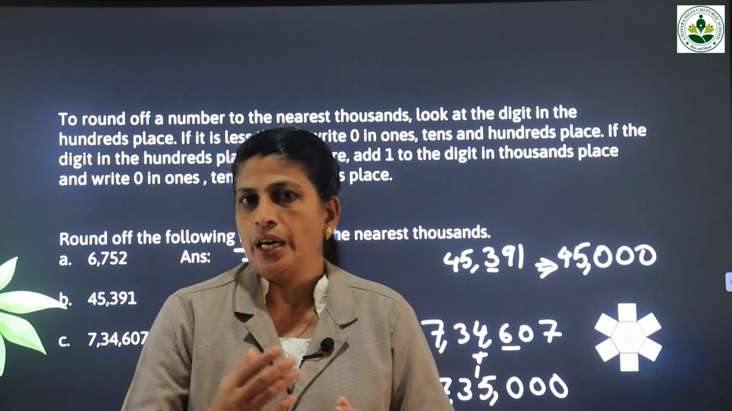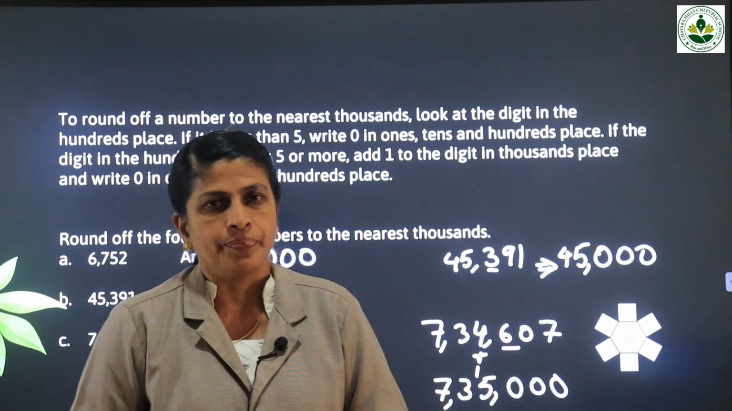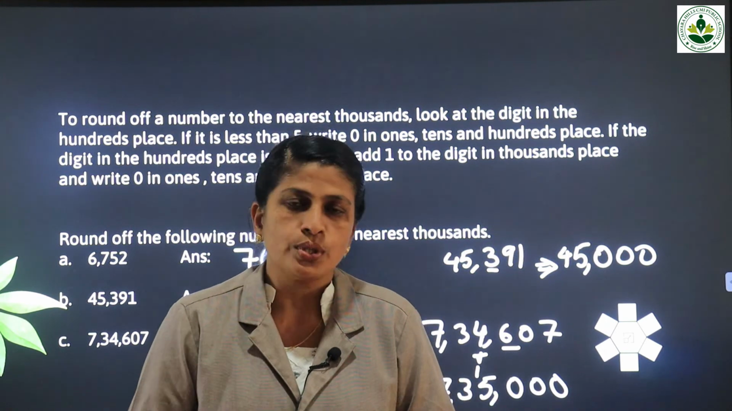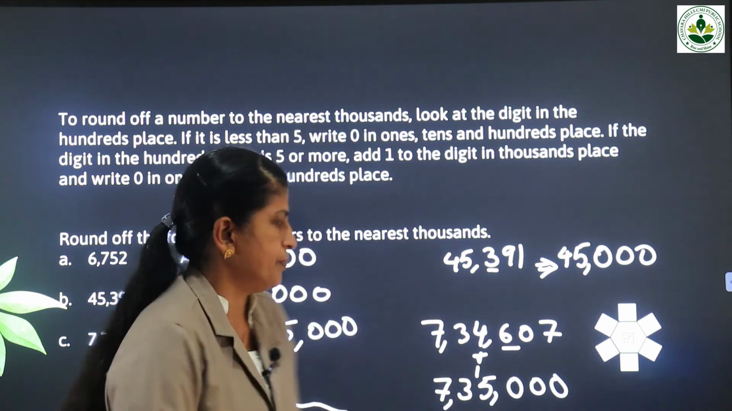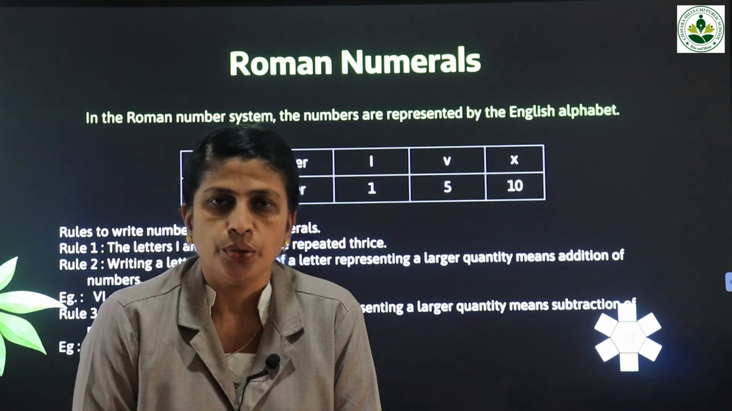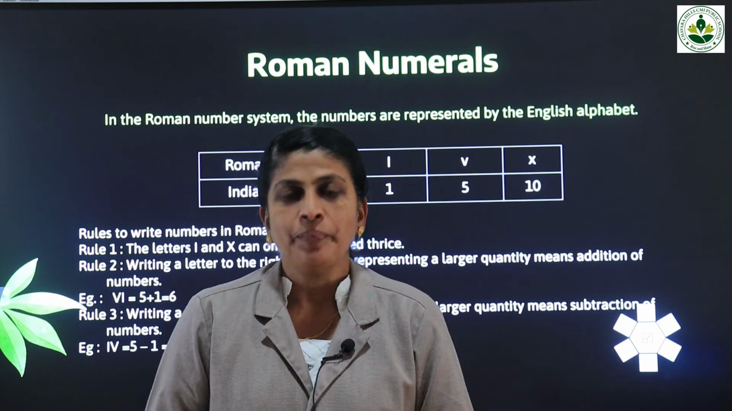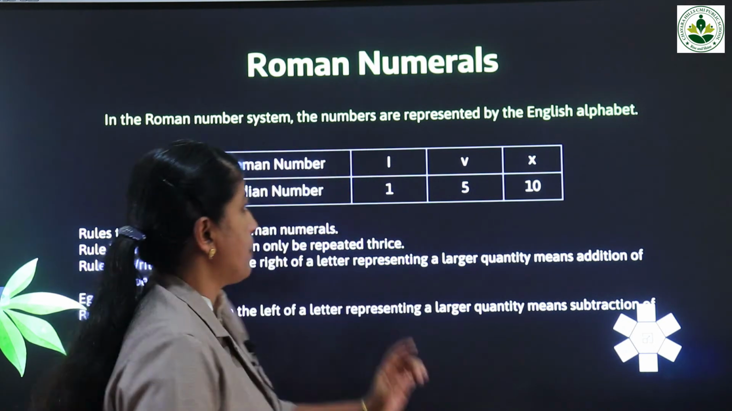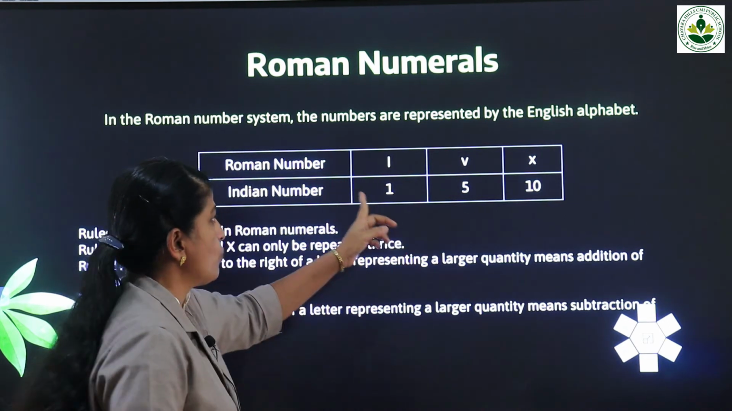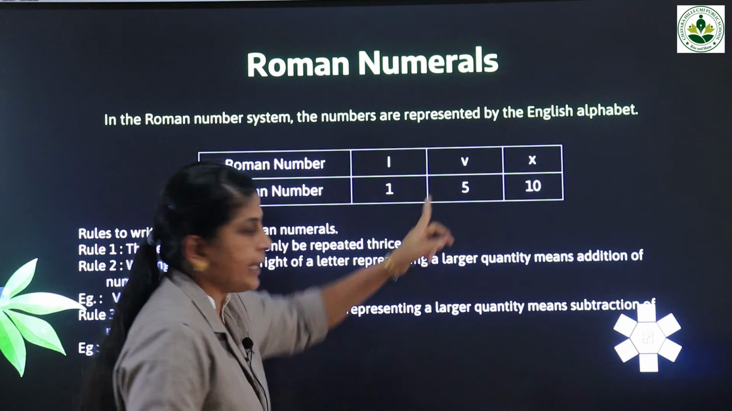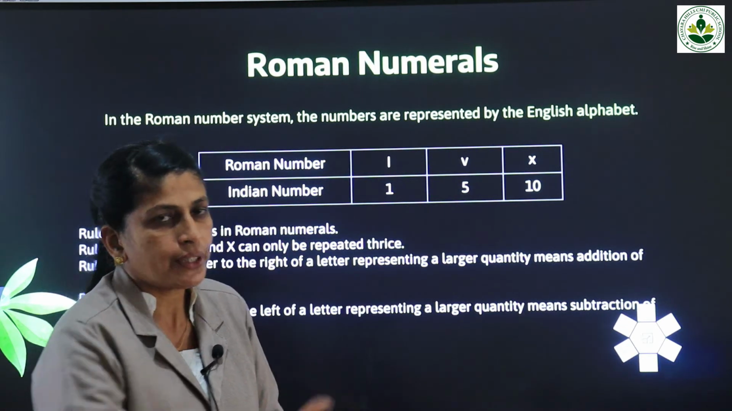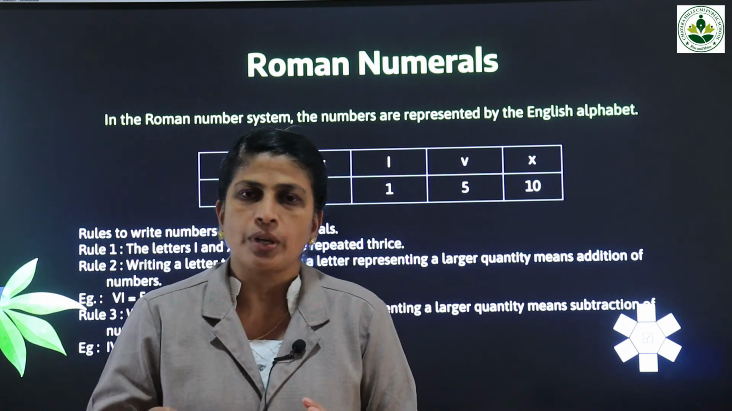We are using digits to represent numbers. Then there is another numeral system where we use letters to represent numbers. Roman numerals. In the Roman number system, we use letters to represent numbers. Therefore, the capital letter I represents 1, capital letter V represents 5 and capital letter X represents 10. There are some particular letters only to represent the numbers.